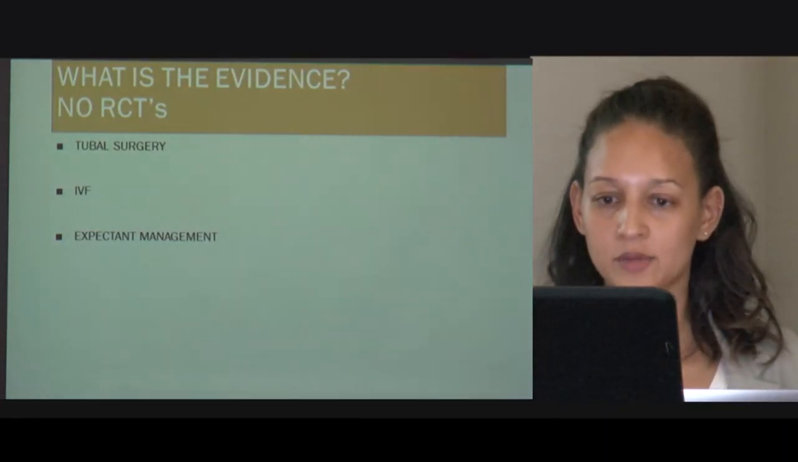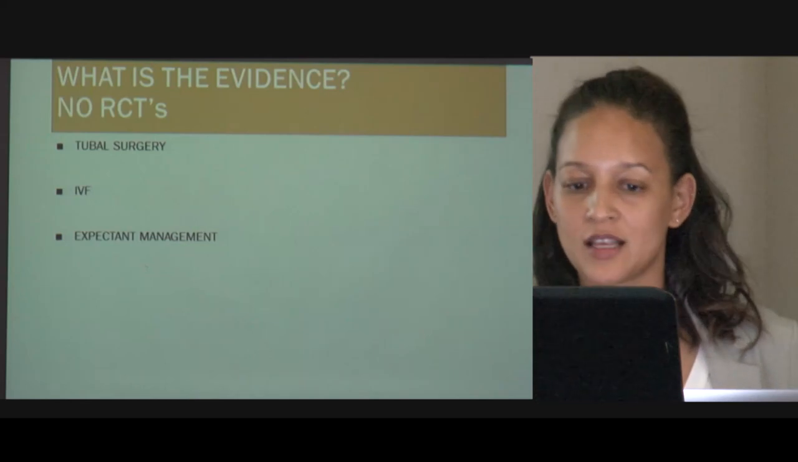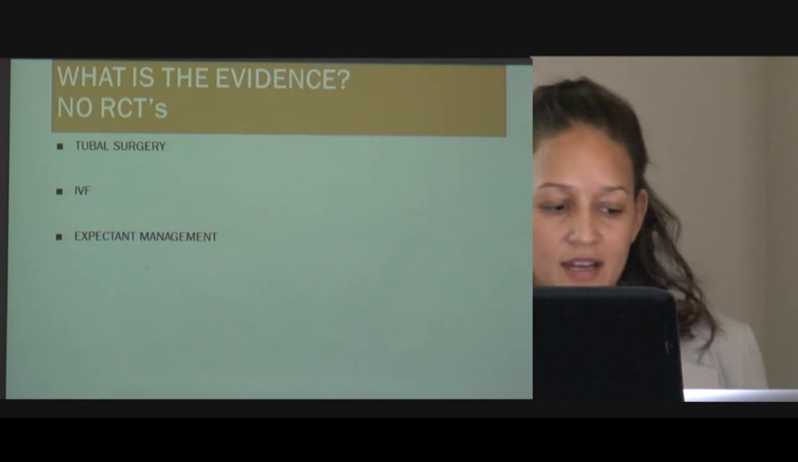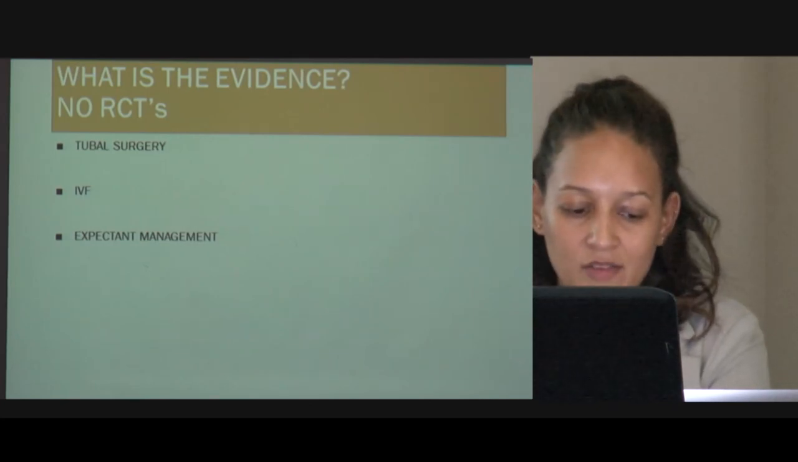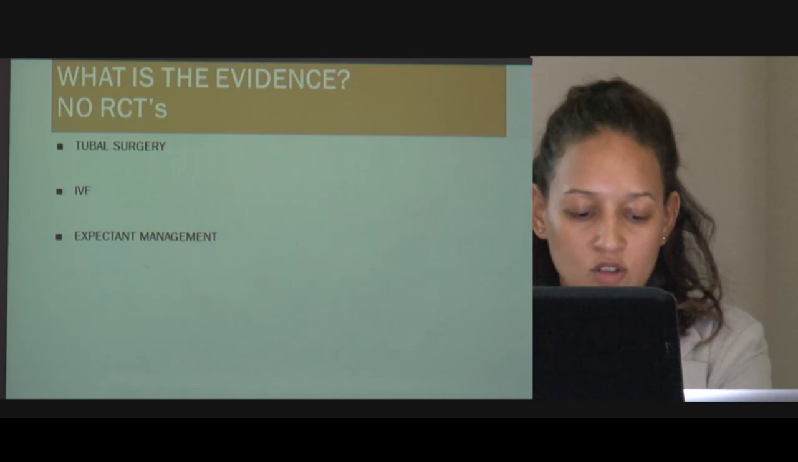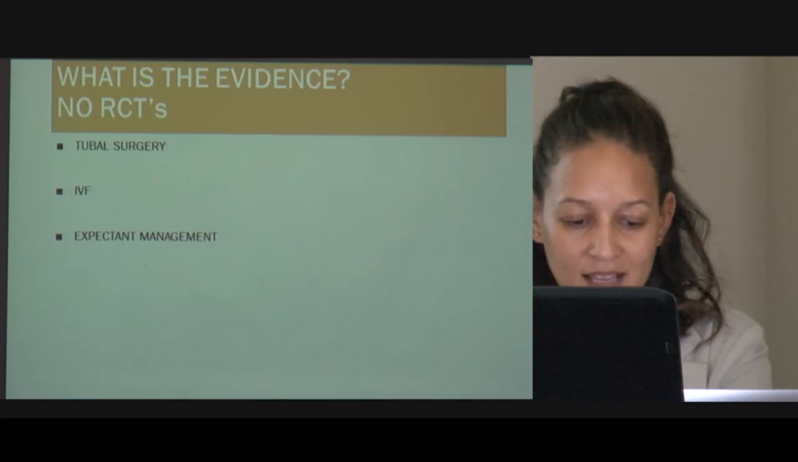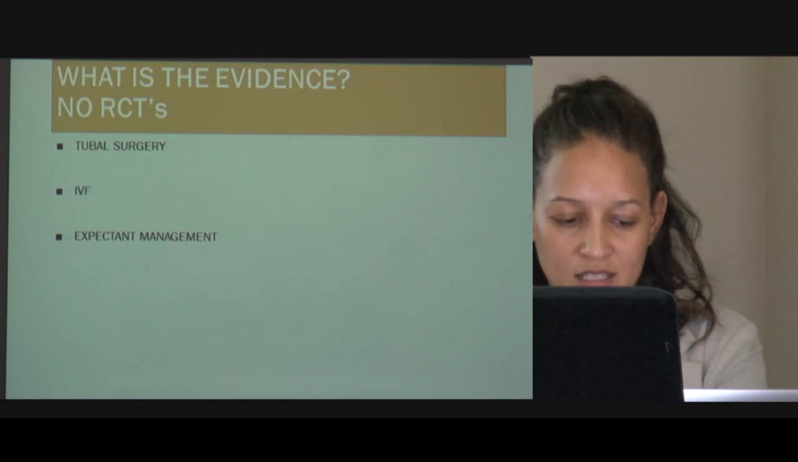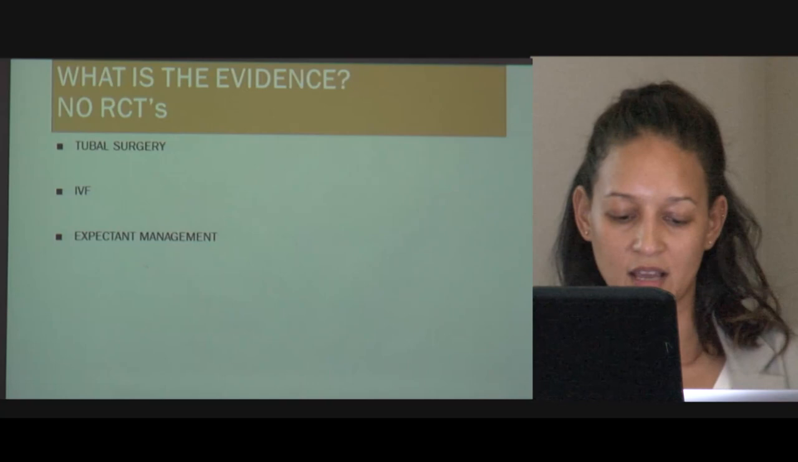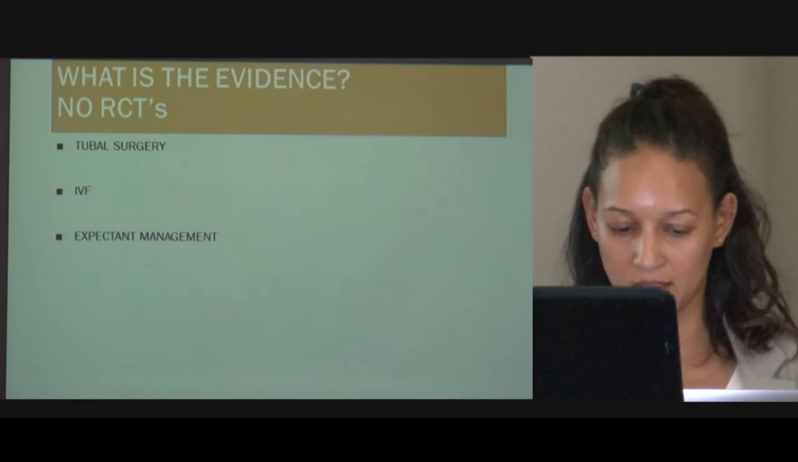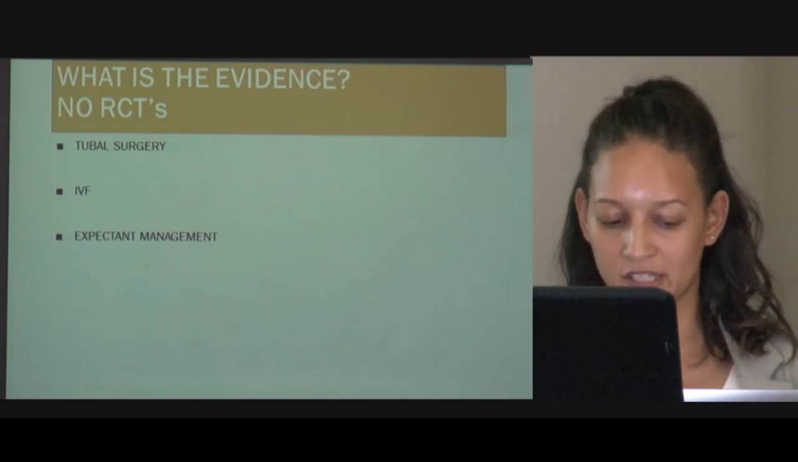So the management: what is the evidence for tubal surgery, IVF, and expectant management? Assisted reproductive technologies have improved over the last decades for almost all causes of infertility. Especially tubal factor infertility has been treated through ART. The results of IVF embryo transfer and tubal surgery are difficult to compare because of the many variable results.